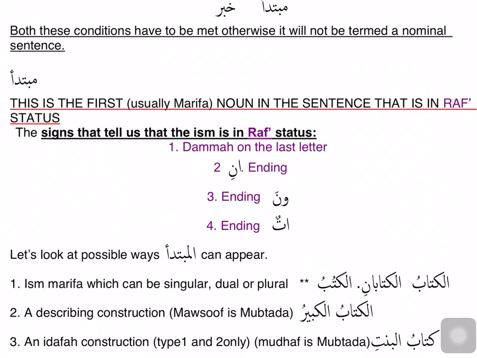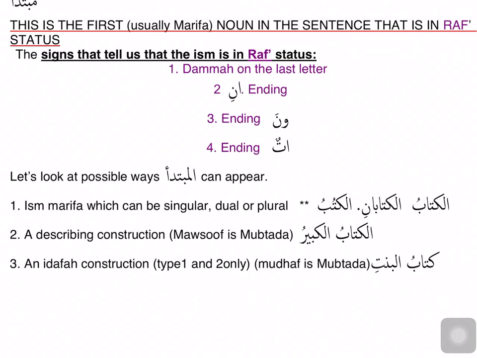So let's first talk about the rough status of a noun. A noun that shows its status, a mu'rab noun, how does it tell me I am in rough status? Well, there are 3 endings that denote rough status. These are ani, una, and atun. Out of the 6 endings that we studied, 3 of them show that they are in the rough status of a noun.